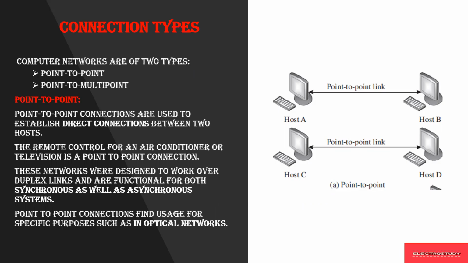There is no in-between host interacting. As soon as the sensor is on in your remote and it is interacting with the main AC device, the remote and the AC device keep interacting directly, right? So this kind of network is designed to work over a duplex link. It can send and receive data at both times, and it is synchronized with a particular time also.